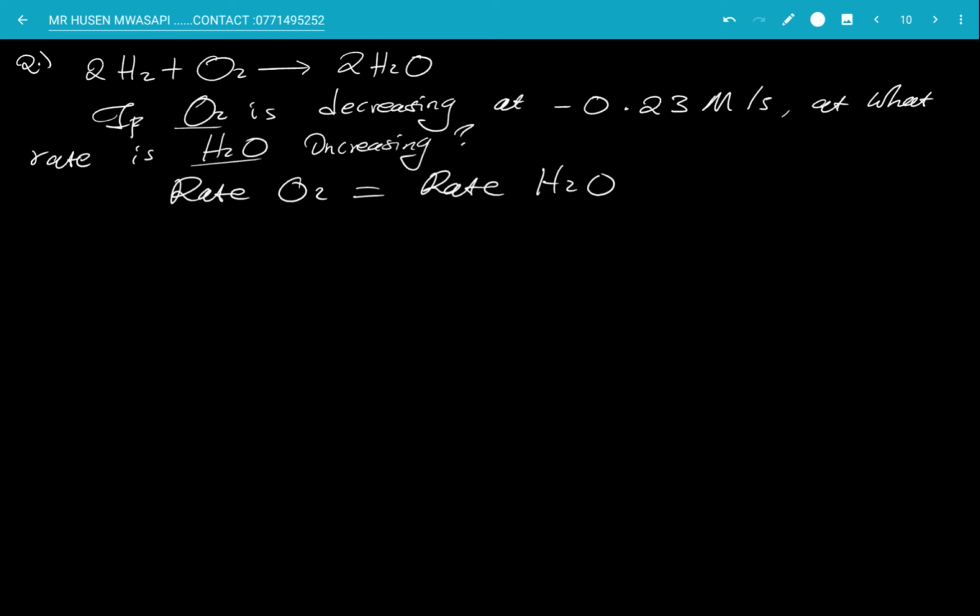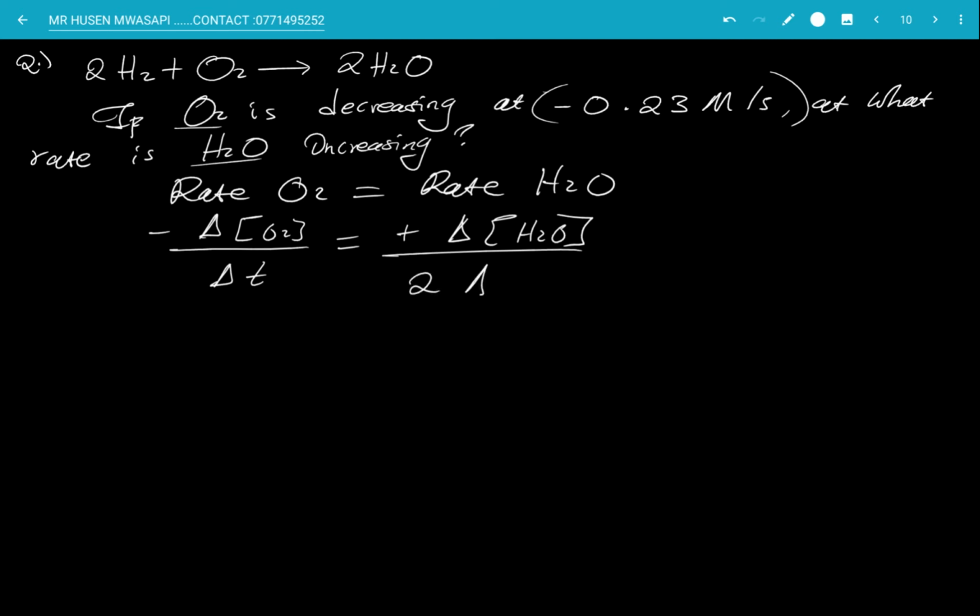Now if you look at the rate that has been given, which is the rate of O2, we already have it in what? Molarity per second. So there's no need for us to convert. So we'll just take it the way it is. So now let's find the rate of O2. So it's minus change in the concentration of O2 over change in what? Time. Being equivalent to plus change in the concentration of H2O over 2 change in what?